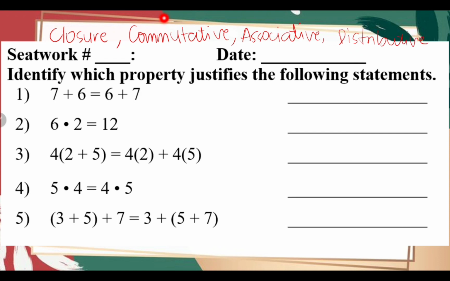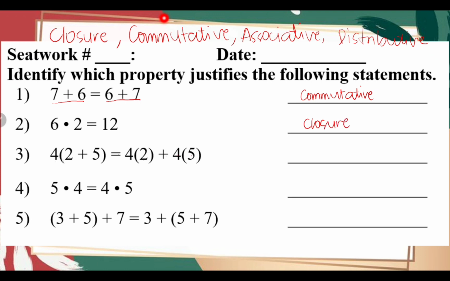So, number 1, we have 7 plus 6 is equal to 6 plus 7. So, what have you observed in example number 1? So, in example number 1, nagpalit lang ng position yung mga numbers or yung order ng mga numbers. So, that is commutative property. Number 2, 6 times 2 is equal to 12. So, what property is that? Okay, that is closure property.